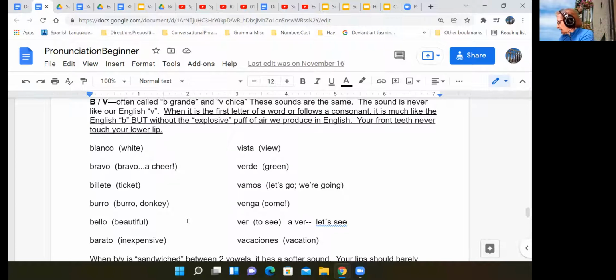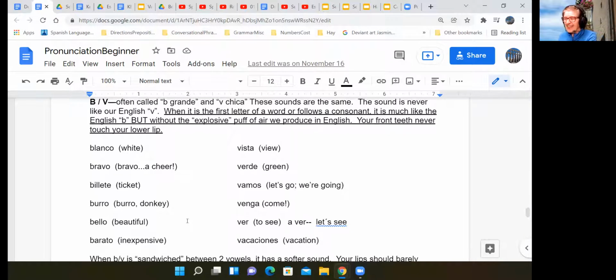And the way that my instructor used to force us to go into the old-fashioned language lab and practice this was you had to take a sheet of paper for the soft B and put it between your lips, and your lips should barely touch the paper when you say the be, be, be, be, be. Your lips should barely touch. So that was what we were forced to do.